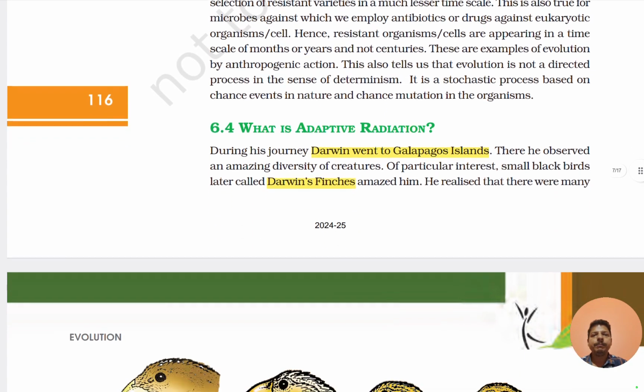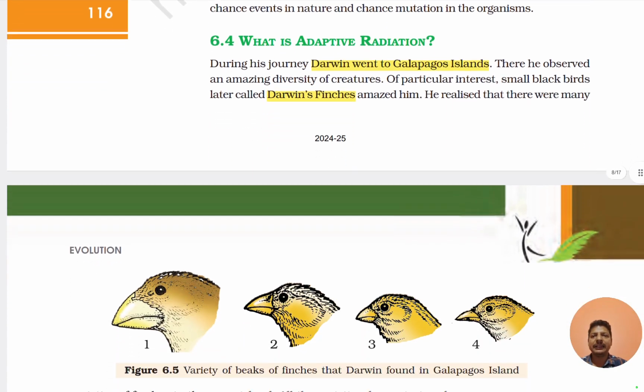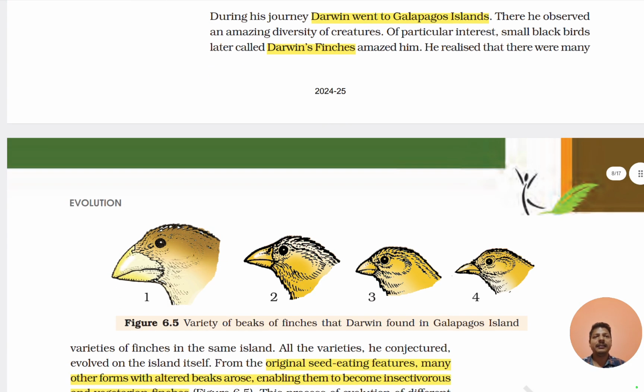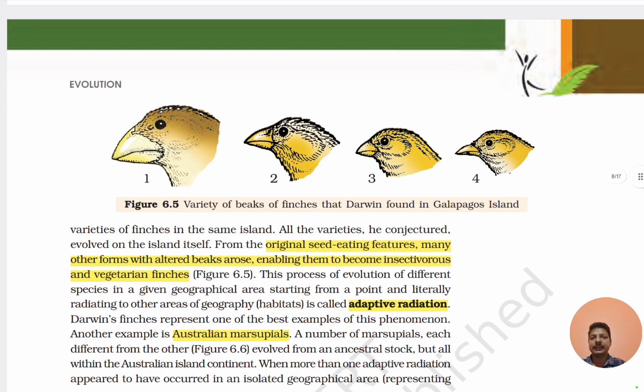Then, adaptive radiation. During his journey, Darwin went to the Galapagos Islands. There he observed an amazing diversity of creatures. Of particular interest, small black birds, later called Darwin's finches, amazed him. He realized that there are many varieties of finches on the same island.